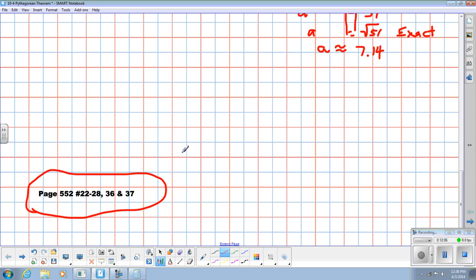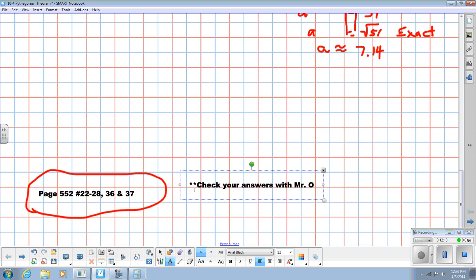Check with a neighbor, and always, always, always, you need to remember to do this. Check your answers with the textbook. Make sure that you're doing it correctly. Get that feedback that you need so you can see if you're doing things right or wrong, and then I can help you. Then turn it in to Mr. Olenberg.